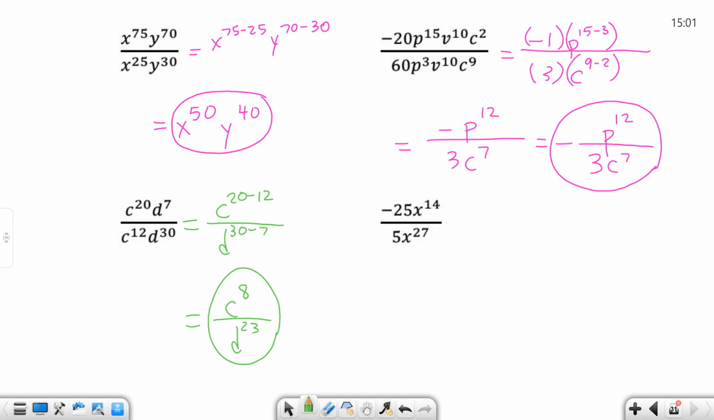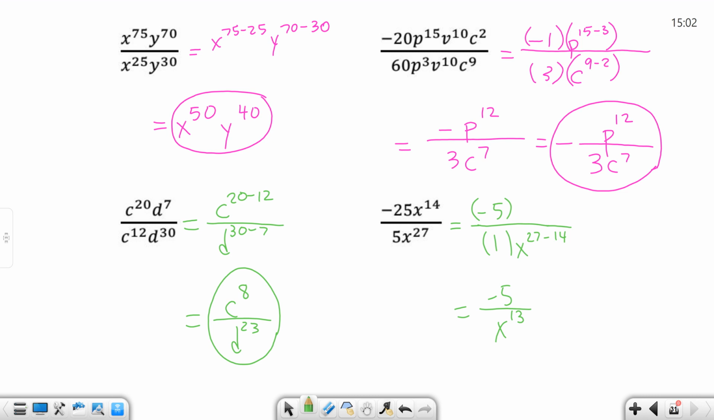And then here, negative 25x to the 14th over 5x to the 27th. So here, again, it's one term over one term. So negative 25 over 5. Okay, 5 goes into both of them. So this is negative 5 and this is 1. And then where are the x's left over? In the bottom because 27 is bigger than 14. So x to the 27 minus 14 is going to end up being negative 5 over x to the what? 27 minus 14 is 13.